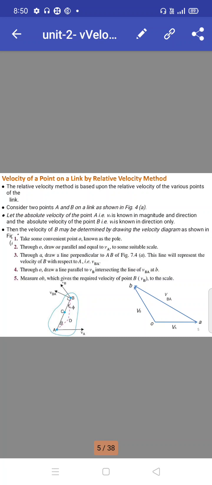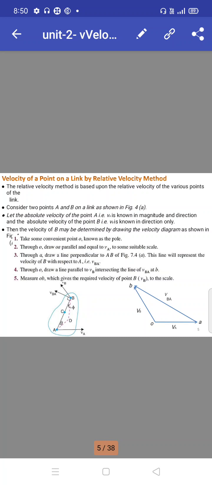Consider two points A and B as shown. Let the absolute velocity of the point A be known in magnitude and direction, and the absolute velocity of the point B be known in direction only. Then the velocity of B will be determined by drawing the velocity diagram. Take some convenient point O, known as the pole.